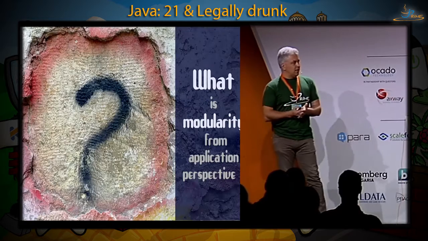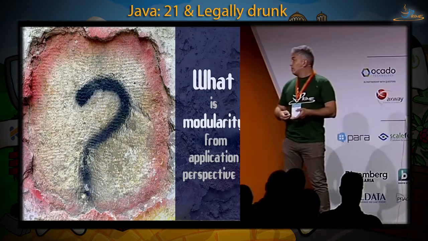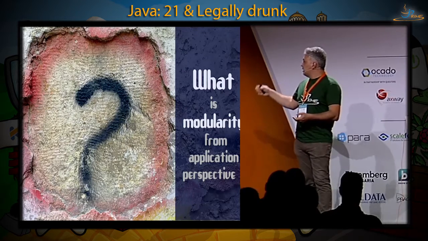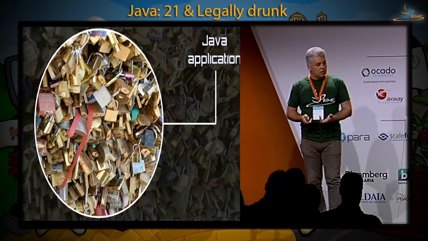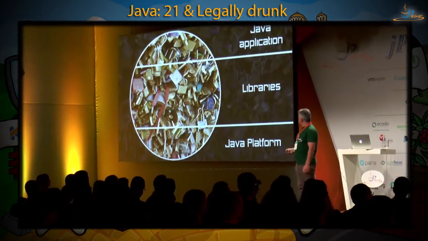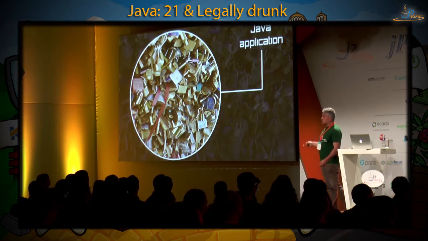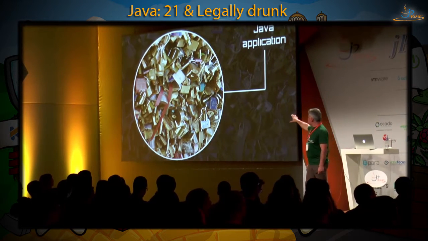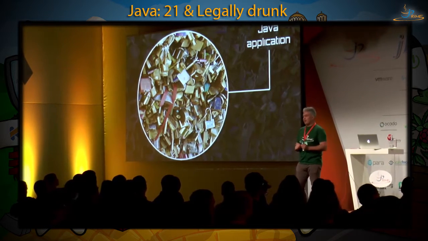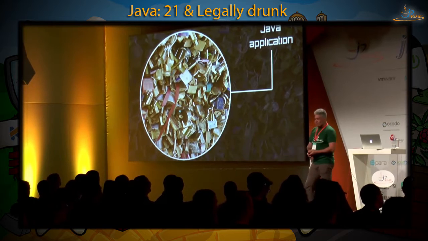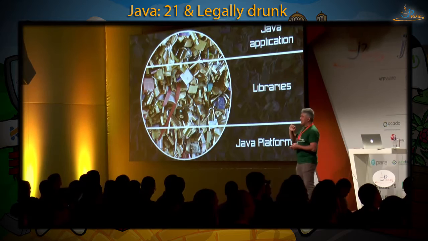The question that you should ask yourself is, can we keep it simple? And to answer that, first we're going to ask, what is actually modularity from an application perspective? So imagine that's your application. That's your Java app. And basically, it's a bunch of classes nicely working together. That's what it is, except that it's more like this.